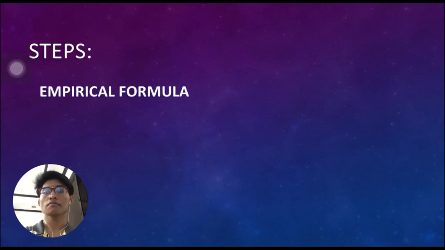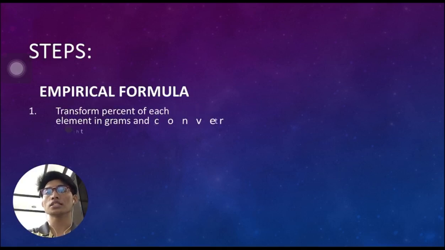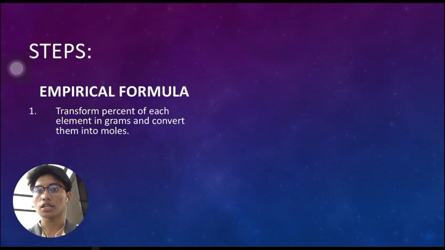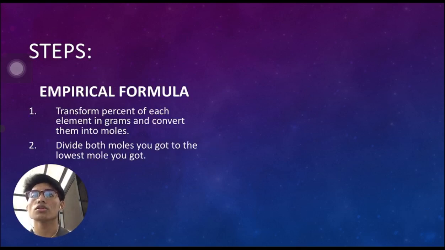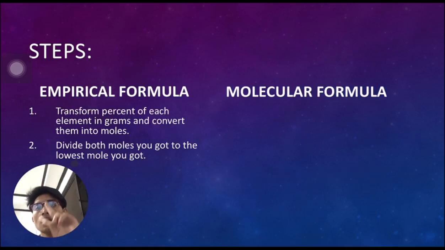So ngayon, magkaiba yung dalawa. So, yan na natin yung mga steps. How to evaluate them. So, una, we have empirical formula. Step 1, you have to transform all the percentage into grams and convert them into moles. Next is to divide both moles that you got by the lowest mole. Ganun lang. 2 steps lang sa pag-evaluate ng empirical formula.